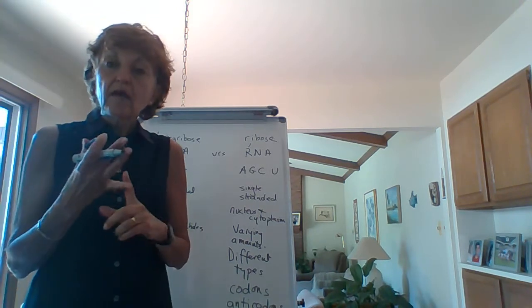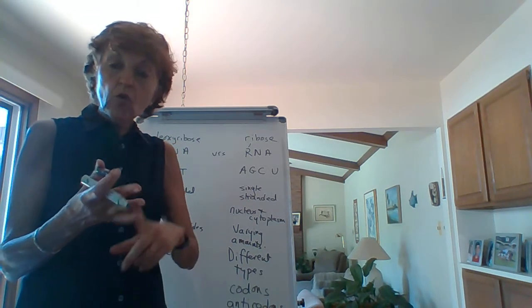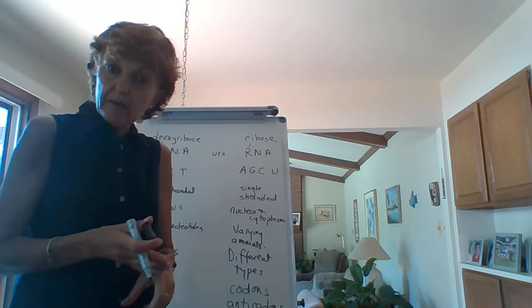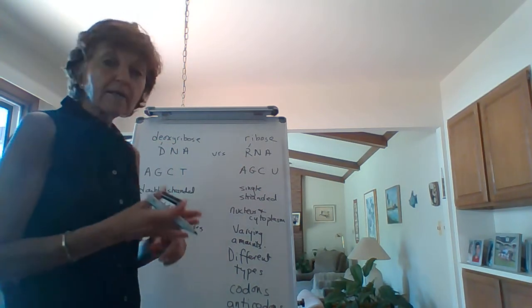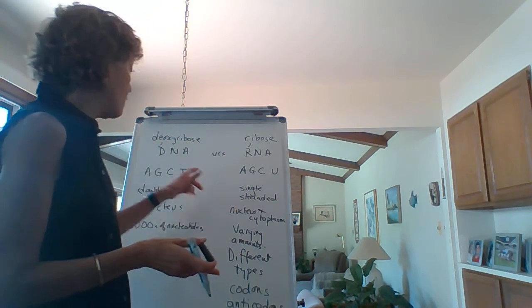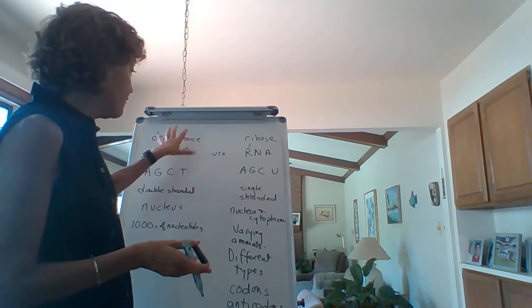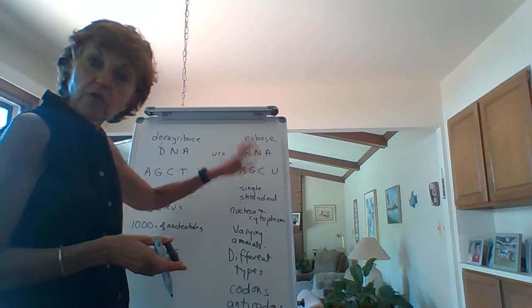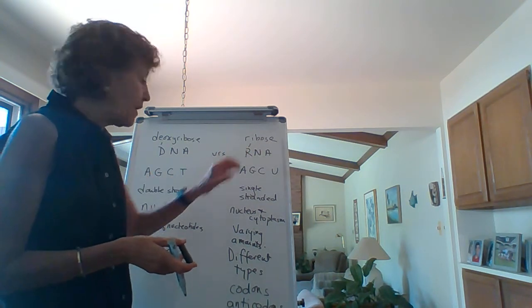DNA has adenine, guanine, cytosine, and thymine. RNA has adenine, guanine, cytosine, and uracil. Okay, so if you ever see a thymine, you know you're dealing with DNA. If you ever see a uracil, you know you're dealing with RNA.